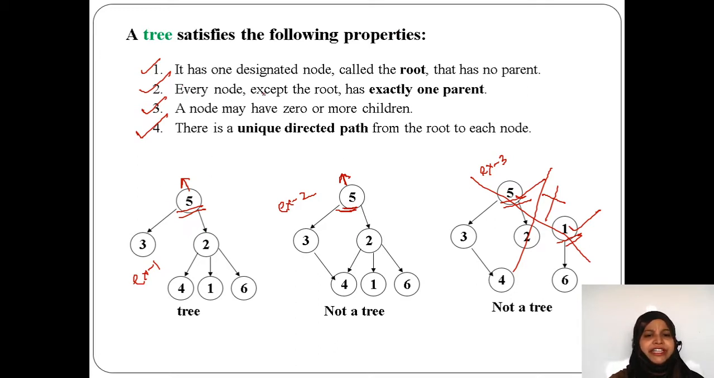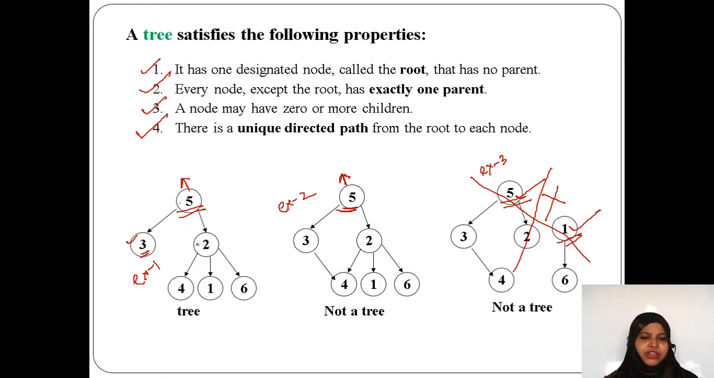Next one, every node except the root node has exactly one parent. Every node which is present in the tree has a parent, but for the root node we don't have any parent. For this 5, is there any parent? No. For this 5, is there any parent? No. Check for all the nodes which are present in the tree. First go for this 3. For this 3, which one is the parent node? 5. We have only one parent, so this node 3 satisfies the property.